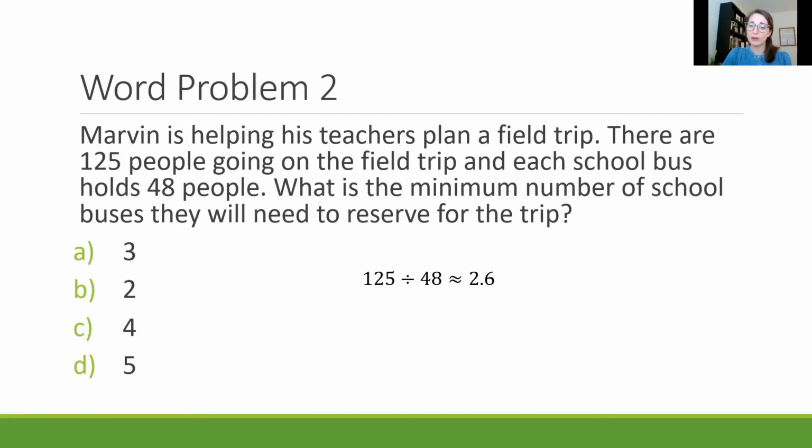125 divided by 48 is about 2.6. So that should tell me how many buses I need. Now, the trick here is that I can't rent 0.6 buses. I can't just rent half a bus, I'd have to rent another whole bus. We're going to round that number up then to 3.